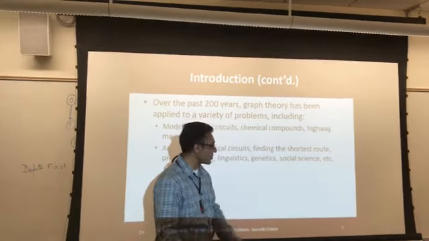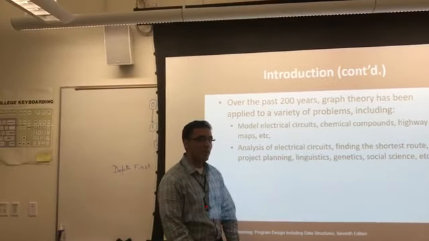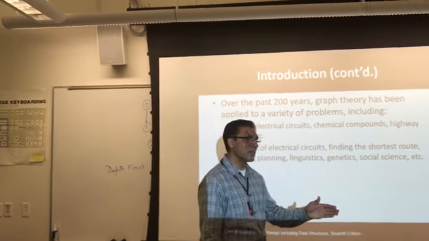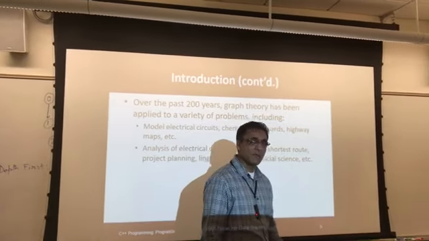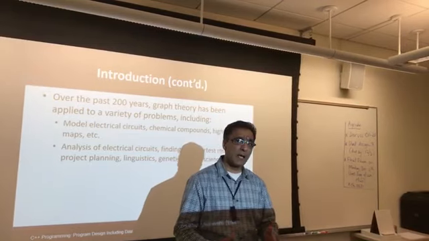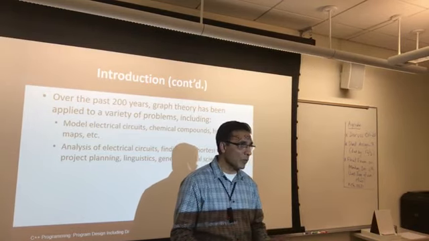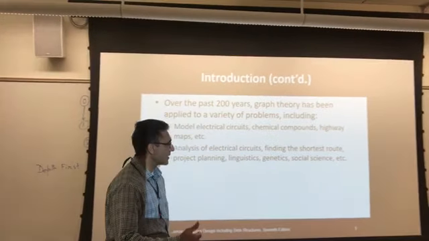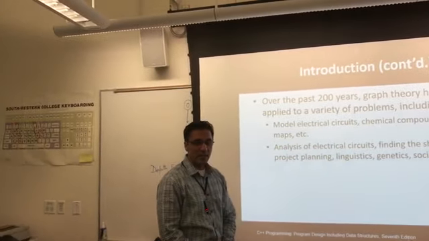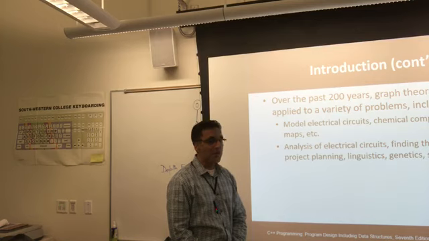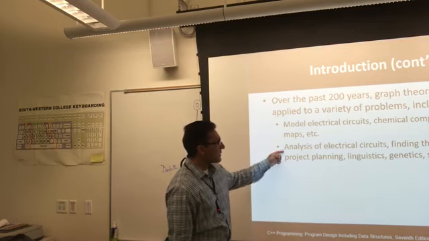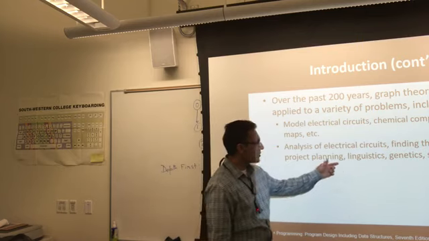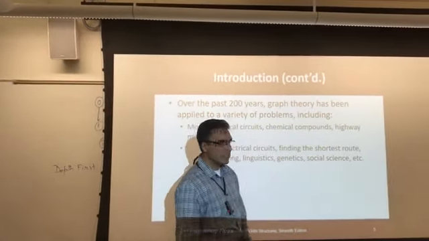So it's a different discussion, but graph theory can be applied in that case as well, especially if you access certain websites at midnight, it will be much faster. If you access the same website around 5 p.m., it will be slower because of the traffic. A lot of people are trying to access the same website or same route at that time. So analysis of electrical circuits, finding the shortest route, project planning, linguistics, genetics, social science, and so on and so forth.